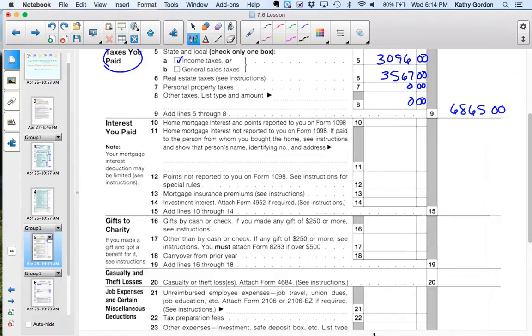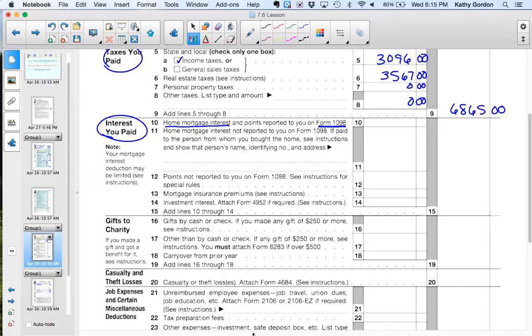Okay? The next category is any interest that you have paid. Most common place where you pay interest is on a home mortgage. You take out a large sum loan, you're going to be paying interest on that, and so you will get a 1098 form from your bank or whoever you have your mortgage with, and they will report to you how much interest you've had to pay during that year, and you get to deduct that.